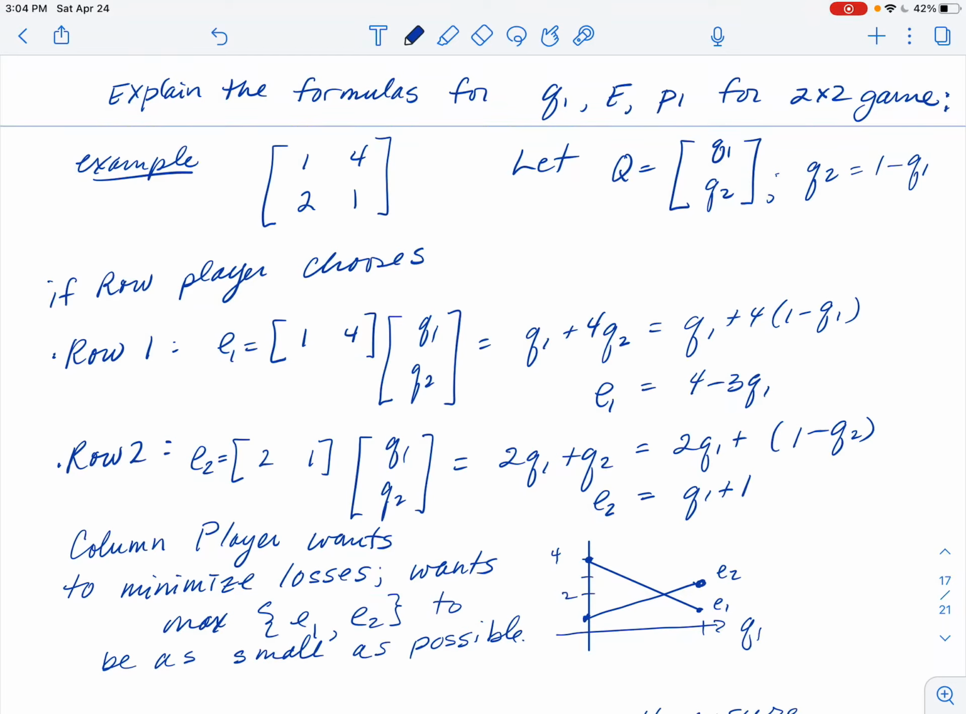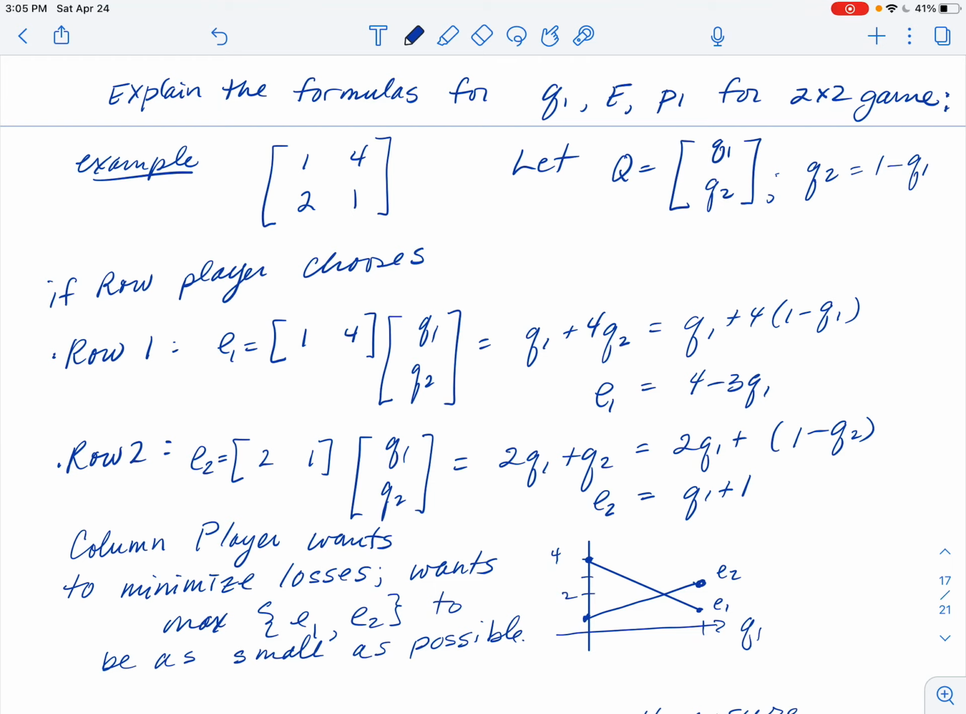All right, I thought I would make a video to explain the formulas that we've been using to find Q1, E, and P1 for a 2x2 game in order to find the mixed strategies, the mixed optimal strategies, when the game is not strictly determined. So we're going to start off by looking at a concrete example, and then we'll move to a more general description. So we've got this payoff matrix here that happens to be 1, 4, 2, 1.